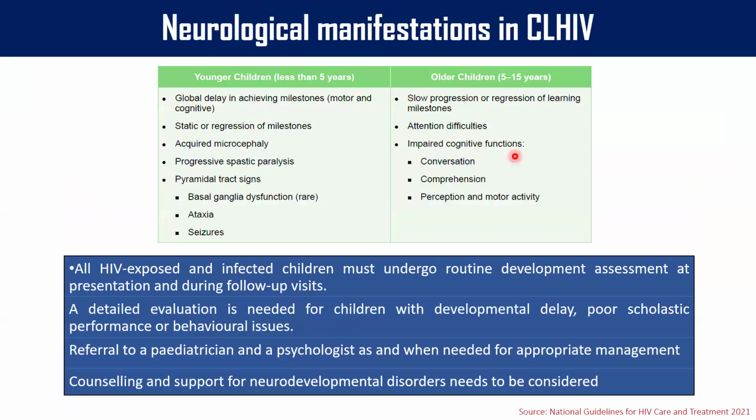So a younger child may present to you with a global developmental delay, maybe a regression of milestone, acquired microcephaly, spastic paralysis, pyramidal symptoms, basal ganglia dysfunction, ataxia, seizures. Whereas an older child may present with a slow, indolent progression or a regression of learned milestone, attention deficits, impaired cognitive functions, conversion, comprehension, and perceptions.